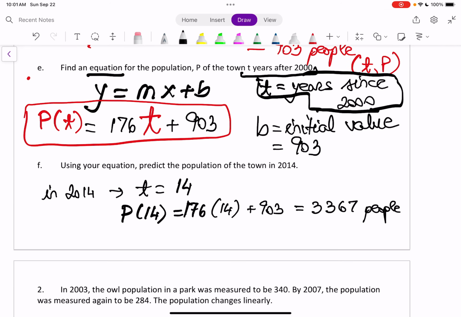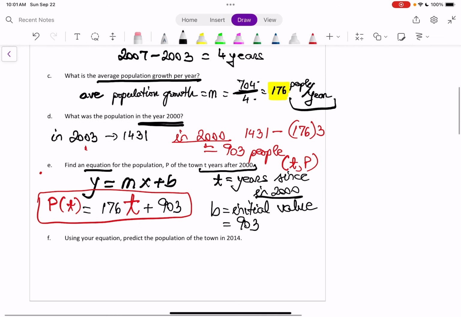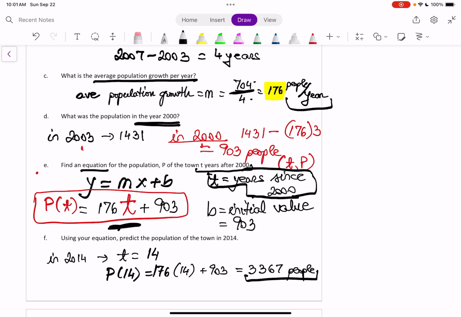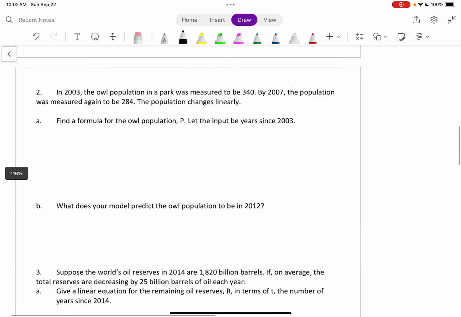And that's the story. So again, using this equation that we created, we could figure out the population anytime. That's the goal, to come up with this relationship, with this equation that connects these two quantities so we can predict the future. Okay. And here's one more.